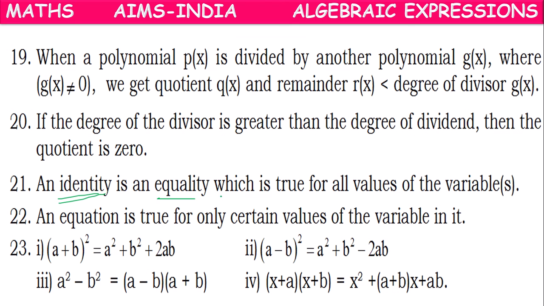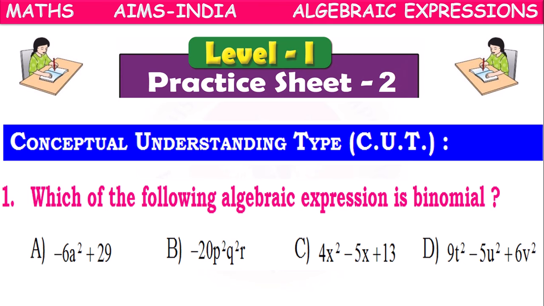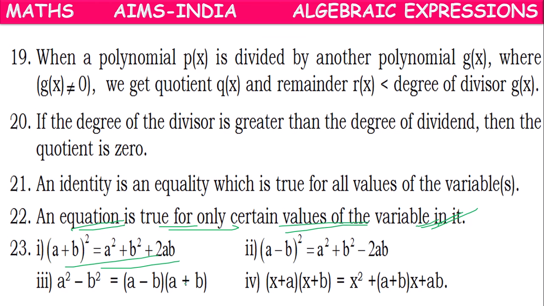Identity means an equality which is true for all values of the variables. An equation is true for only some values of the variables. And these are examples of identities. We have to remember all the identities which we have already discussed. Only some identities are mentioned here.